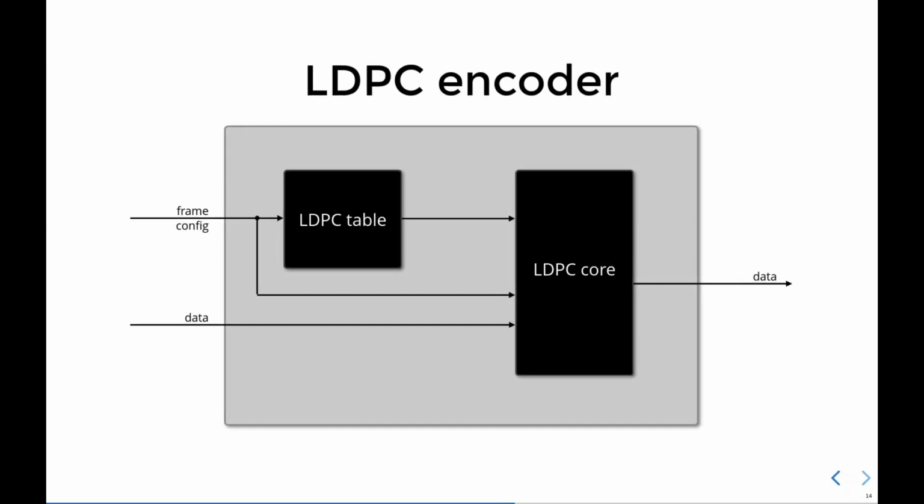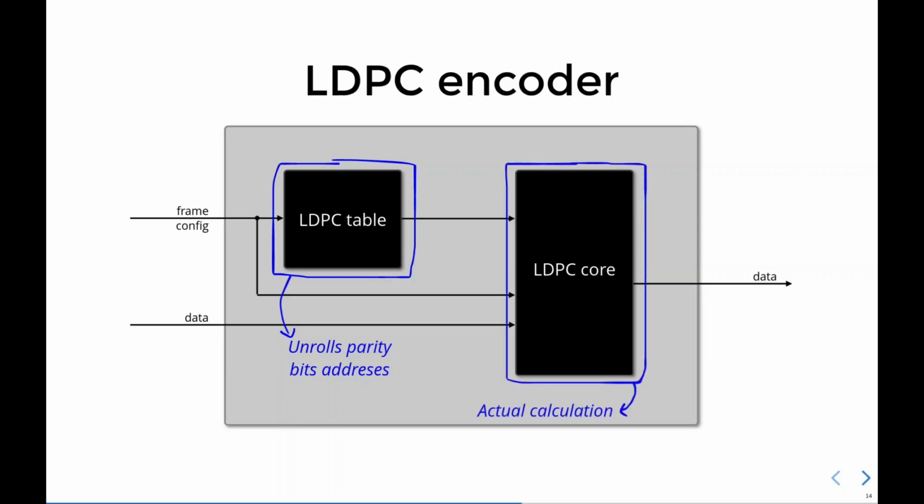So to understand the implementation, I'm going to divide and conquer. The LDPC encoder is actually made up of 2 subcomponents, the LDPC table and the LDPC core. The LDPC table essentially unrolls the parity bit addresses, which means it deals with selecting the correct base parity bit address table, given the frame length and the code rate. It will track groups of 360 bits, add Q to the offset correctly, and so on. And the LDPC core actually does the parity calculation itself. So let's have a look at the LDPC table first.